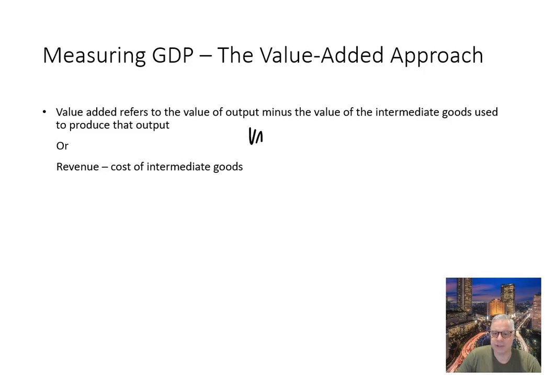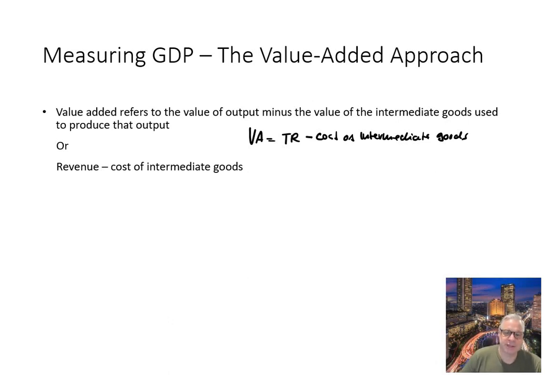So let's write that again. Value added is total revenue that somebody gets minus the cost of intermediate goods. Okay, so total revenue minus cost of intermediate goods.